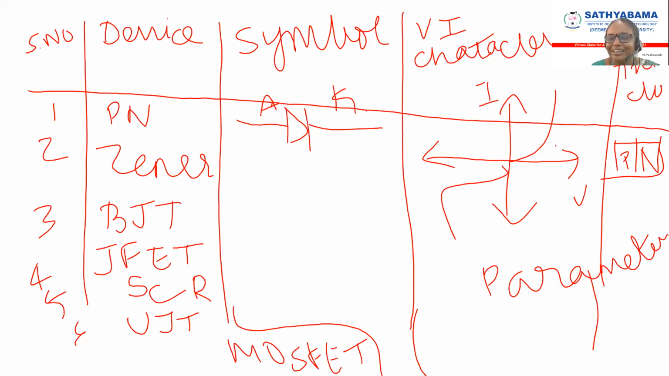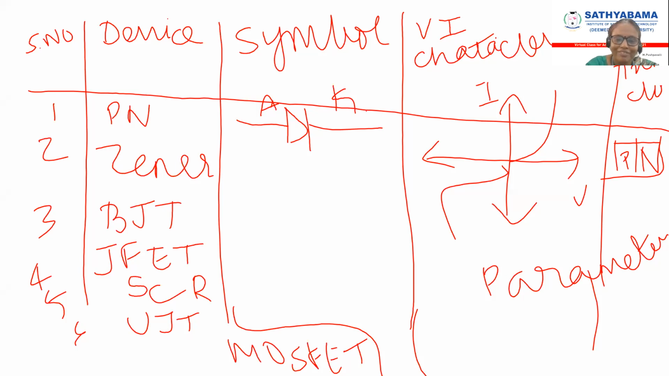I forgot. Students, include the fifth column as your parameters. Now I have unmuted myself. Jayshree, now I have unmuted. So students, include the parameter as the last column. Now you tell me what are the parameters you learned in PN junction.